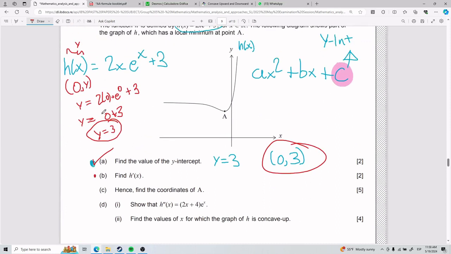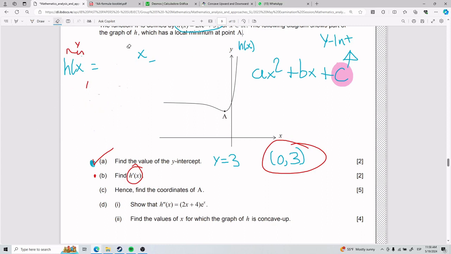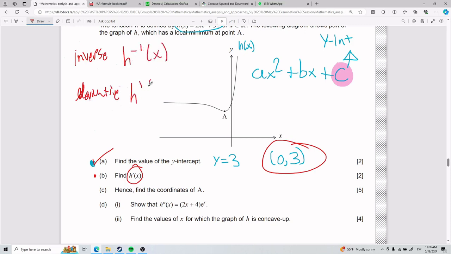For part B, they tell you to find this. And so this, tell me what it is. Two things could have come to your mind. Well, technically 3. First of all, you could have said, I have no idea. Second, you could have said, this is the inverse. And third, you could have said, this is the derivative. How do you know which is which? The inverse would be with a -1. The derivative is with that small apostrophe. So here we're talking about the derivative.